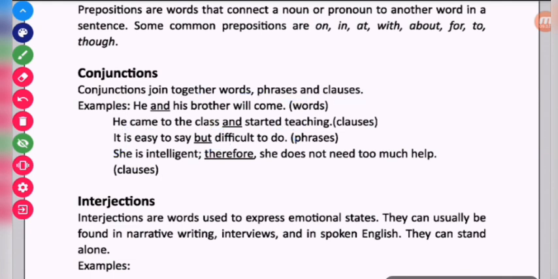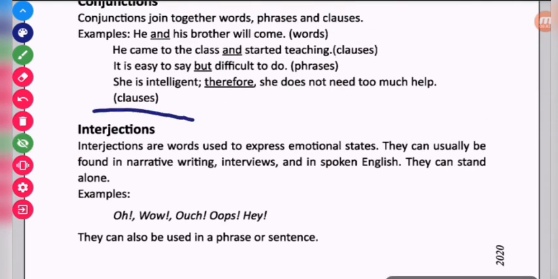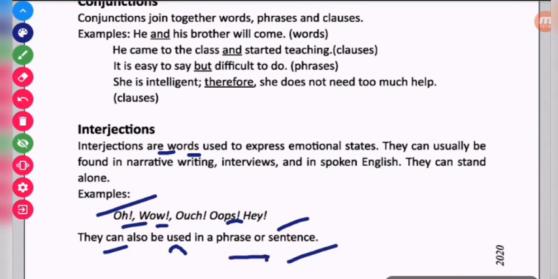After conjunctions, finally, we have interjections in our parts of speech. Interjections are words used to express emotional states. They can usually be found in narrative writing, interviews, and in spoken English. They can stand alone. For examples: oh, wow, ouch, oops, hey. They can also be used in phrases or sentences.